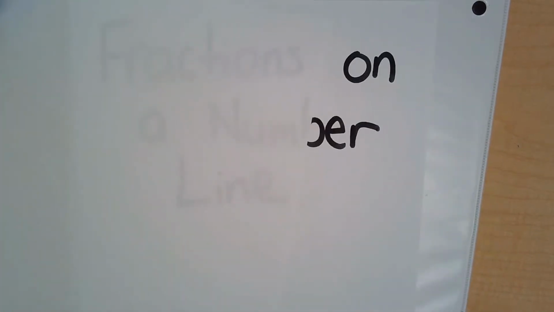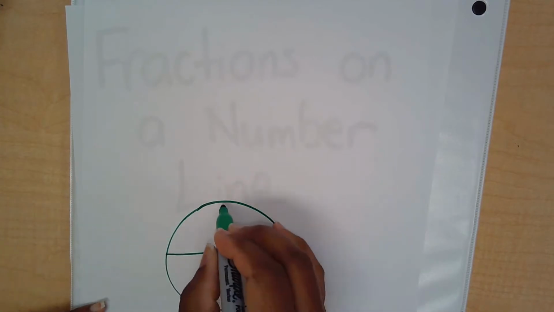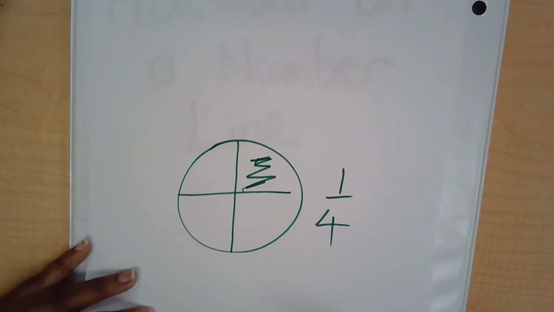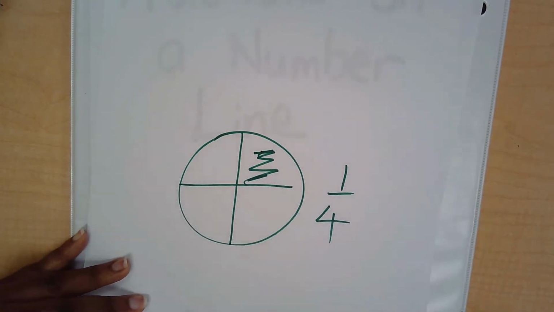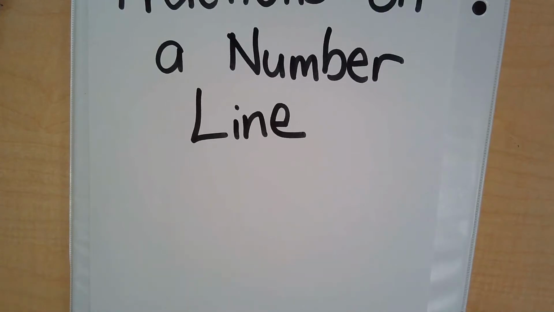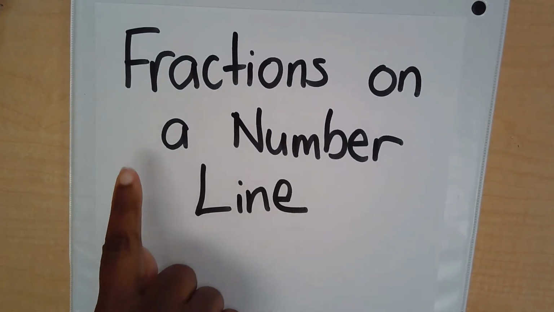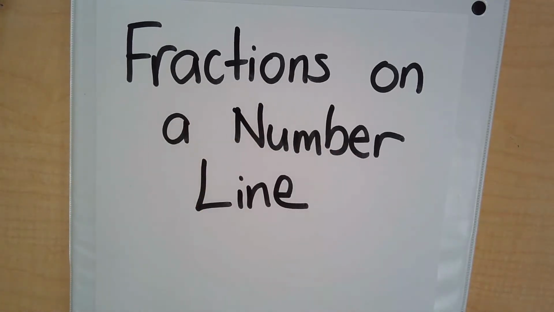You have probably seen a circle like this, and you would say, oh, this is 1/4, because there's only one thing out of the four that has been shaded. But guess what? You can actually find or represent or locate a fraction on a number line.